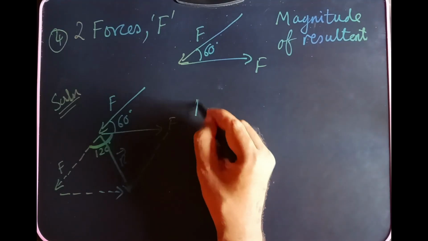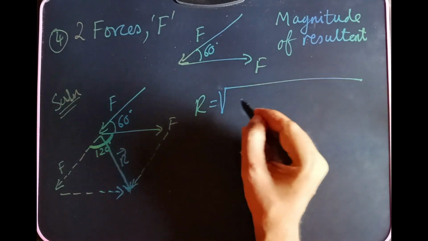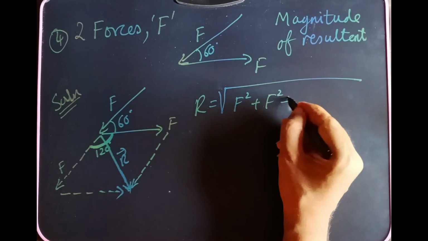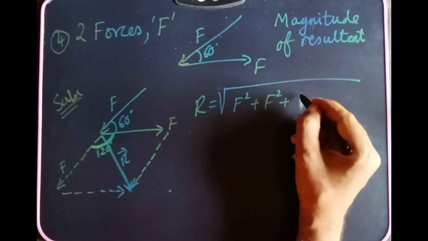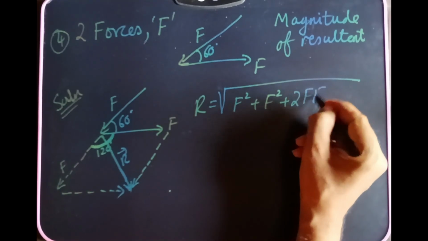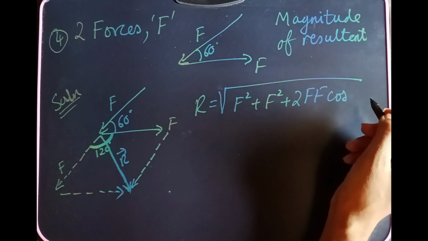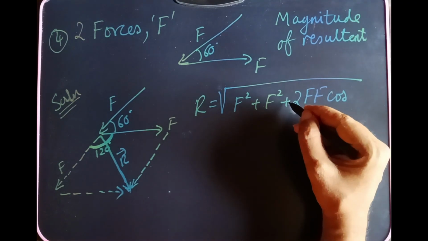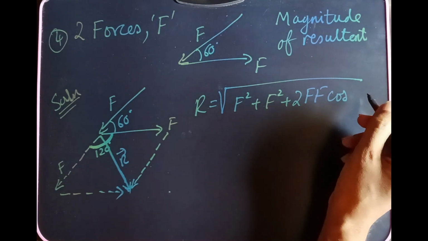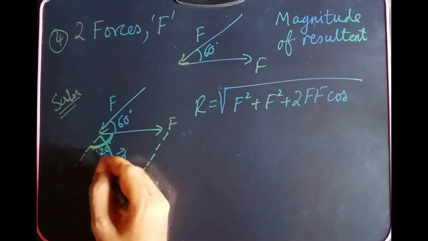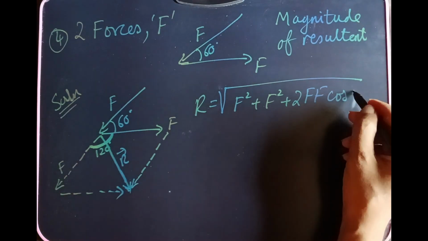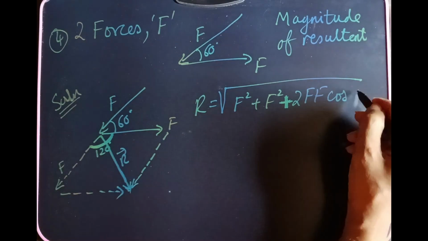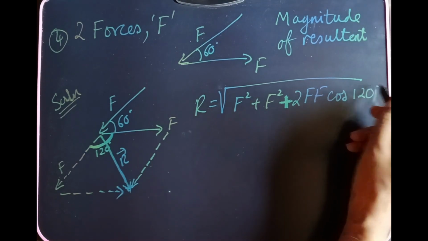Here we solve R is equal to square root of F square plus F square plus 2FF cos of, either I can take it as minus and then 180 minus 60, or I already got this angle between the vectors, the final angle after projecting. So I can directly take it as plus, because I already projected it and took it 120. So I can take cos of 120.